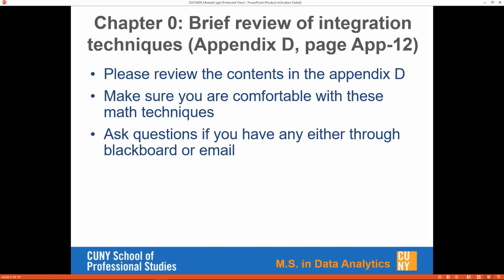But by the end of week 4, if you reviewed everything in Appendix D, then that should be sufficient. It's basic integration techniques, such as separation of variables, and some of the basic calculus that you learned in college. So once you review that, make sure that you are comfortable with those math techniques, and then along the road, ask questions if you have any, so that we would be able to help.